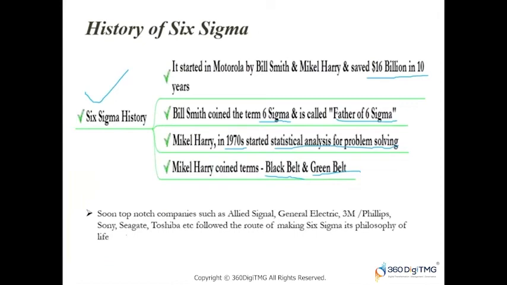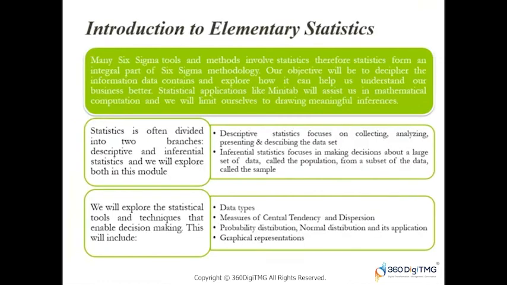And soon, companies followed. Companies started adopting Six Sigma. Allied Signal, General Electric, obviously, right? It's extremely well known for implementing Six Sigma at its fullest. Honeywell, Philips, Sony, Seagate, Toshiba, and so on and so forth. They followed the route, right? And they soon made Six Sigma the philosophy of their life. That is the interesting part. Now let us look into Introduction to Elementary Statistics.